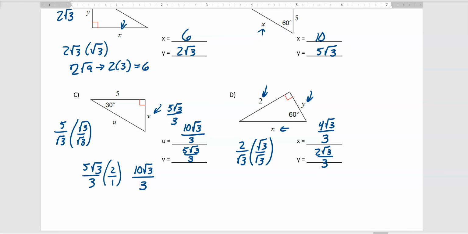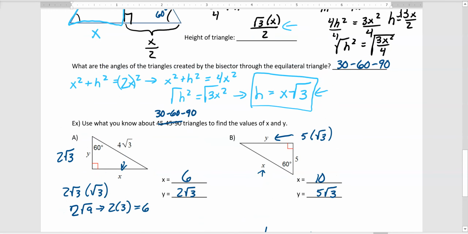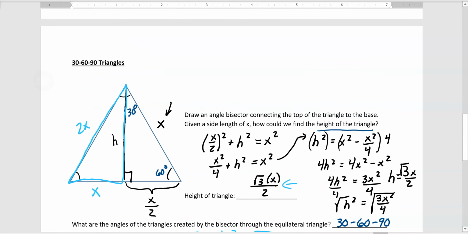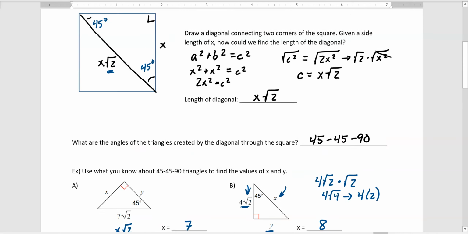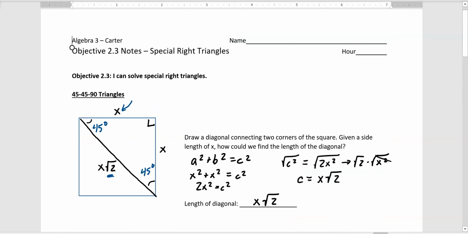That's how we can solve 30, 60, 90 triangles and 45, 45, 90 triangles. If you're feeling confident with this, go ahead and look at those practice problems. Otherwise, let's check out the sample problems and get some more experience working with these.